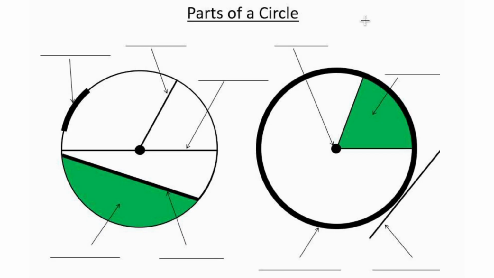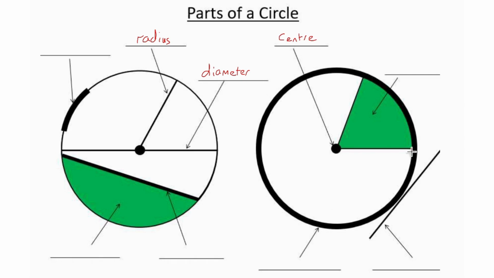As we talk about circles, it is worth reminding ourselves of the names of different parts of a circle. This length here from the center to the edge is called a radius. This line that goes all the way across the circle through the center is a diameter. This point in the middle, we've said it several times already, is the center.